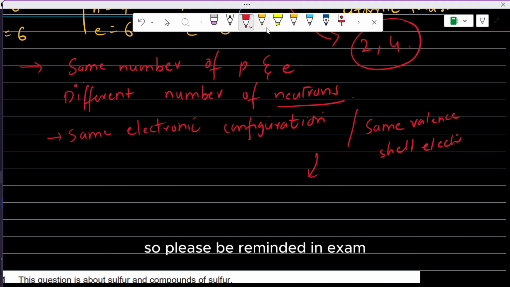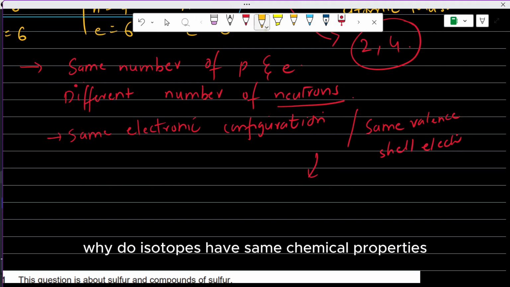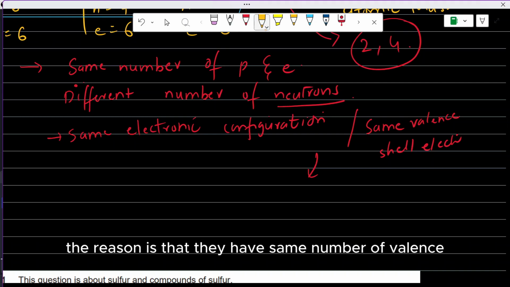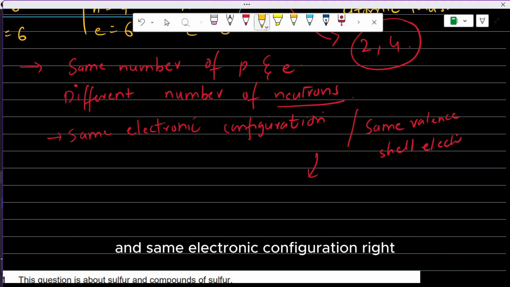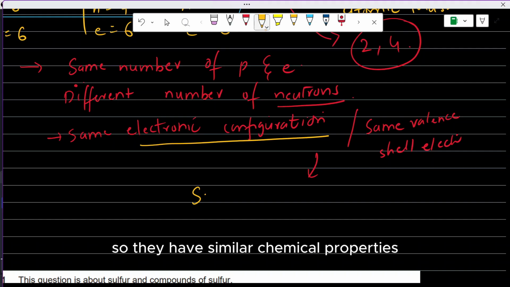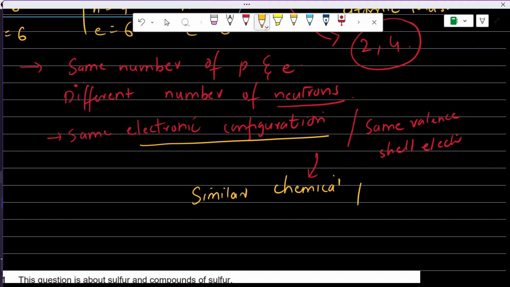So please be reminded, in the exam you may see a question: why do isotopes have the same chemical properties? The reason is that they have the same number of valence shell electrons and the same electronic configuration, right? So they have similar chemical properties.